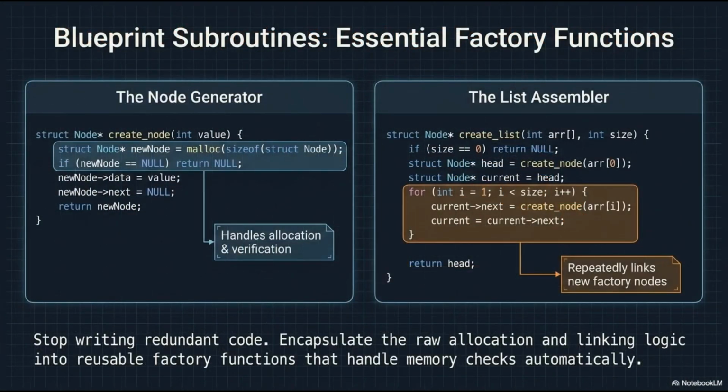To avoid those kinds of careless mistakes, professionals stop writing redundant code. Instead, we encapsulate that raw allocation logic into reusable factory subroutines, like createNode. It handles the malloc allocation, verifies the memory, safely initializes the data and pointer to null, and then returns a fully ready-to-use node. Then, createList can just take an array, loop through it, and repeatedly call our node generator, safely linking everything together with a current pointer. Doing it this way keeps those dangerous memory checks automated and completely out of our main program logic.